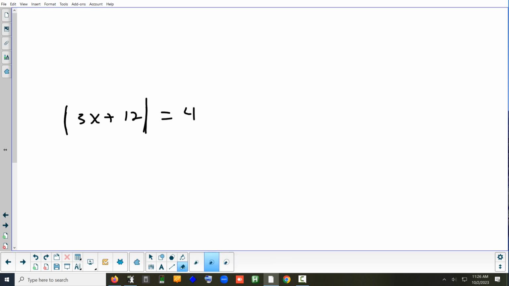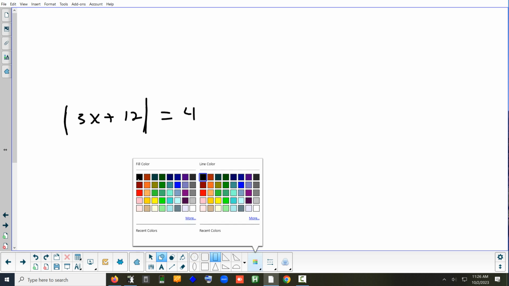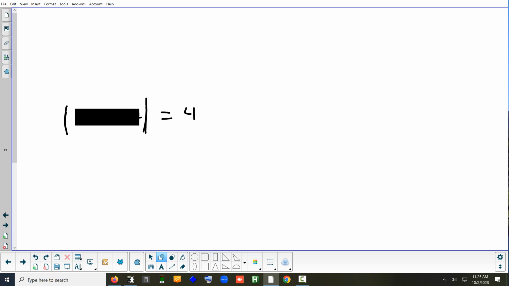Now, if I set this up just like that, don't even look at what's inside here. This doesn't even matter. There are two numbers that what's between these bars can come out to, and we would get a correct answer. What's one thing that the answer could come out to between these bars, and when you take the absolute value, you'd get 4?